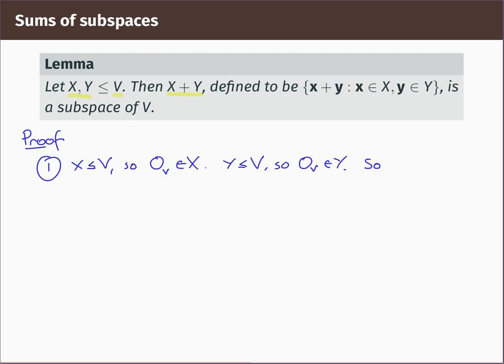So that means the sum of the zero vector and the zero vector is in X plus Y. And of course the zero vector plus the zero vector is the zero vector. We check part 1 of the definition of being a subspace. Part 2 is closure under addition. I have to take two things in X plus Y and prove that their sum is in X plus Y.